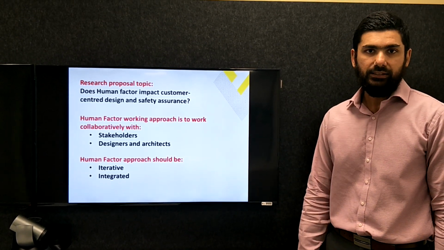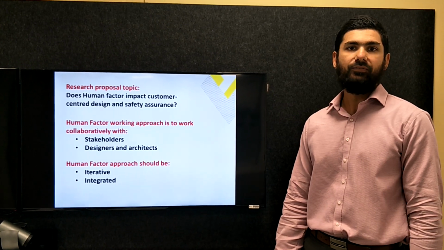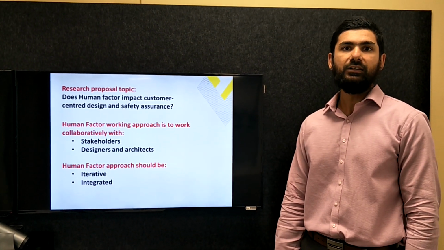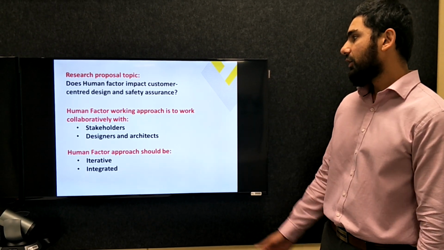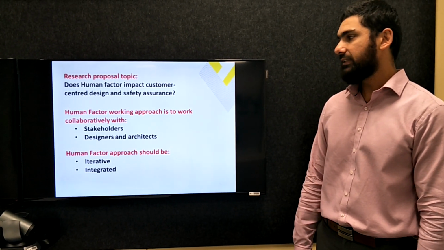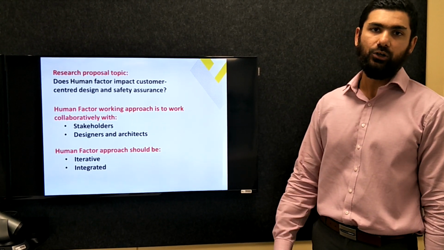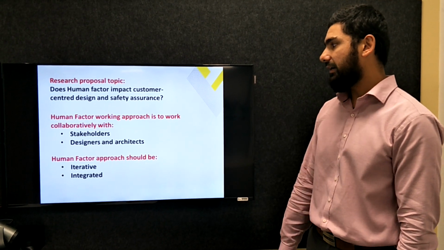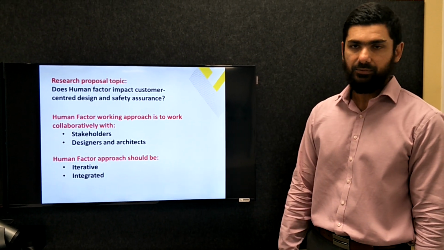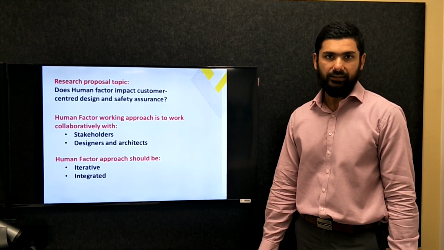What is human factors? Human factors involves including people in the early phases of projects and taking their view in designing projects. There are two basic approaches to work in the human factor. One is you've got to work collaboratively with the stakeholders, and the other is you've got to work collaboratively with the designers and architects. How does a human factor approach technically work?